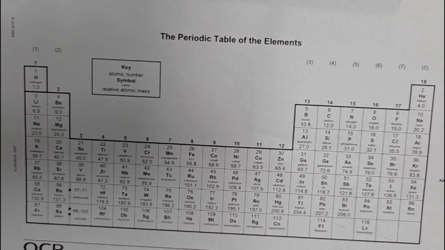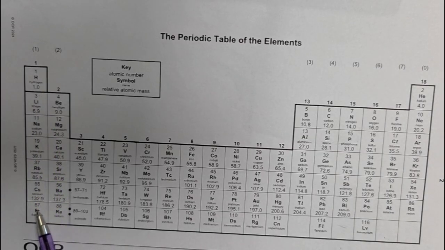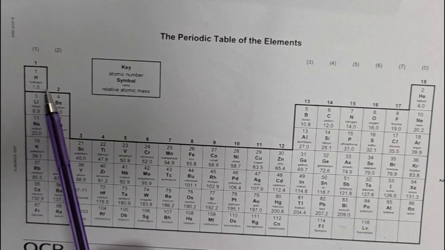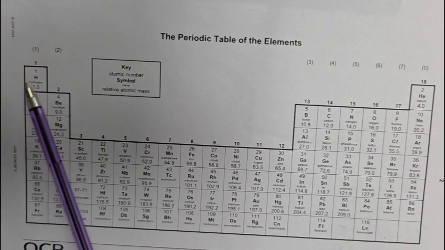Now this is a periodic table, but why do we call it the periodic table and how is it arranged? Today we're going to be looking at groups and periods. Firstly, elements in the periodic table are grouped based off of their properties. These elements here all behave in a very similar way, so they were grouped together. We call them group 1.